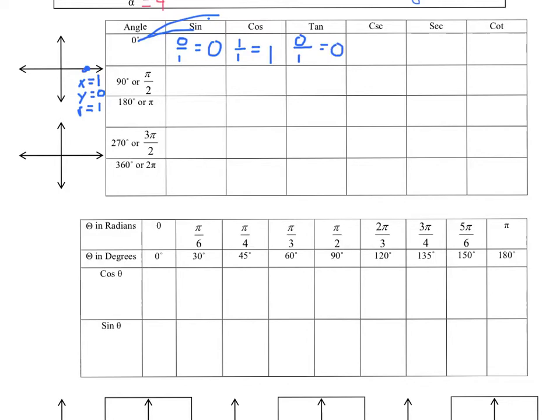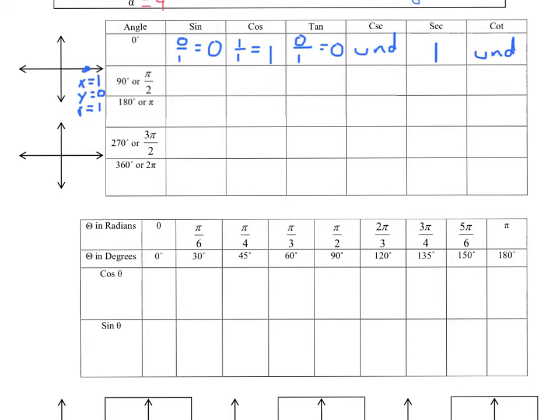Then we have these reciprocal trig functions. Reciprocal of sine is cosecant. Reciprocal of 0 is undefined. Then we have secant. Secant is the reciprocal of cosine. Reciprocate 1, you get 1. And then finally, cotangent and tangent are reciprocals. The reciprocal of 0 is undefined. So we got that finished already.